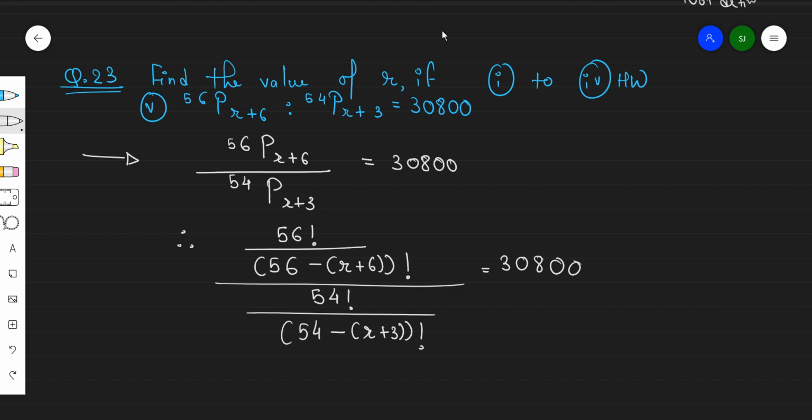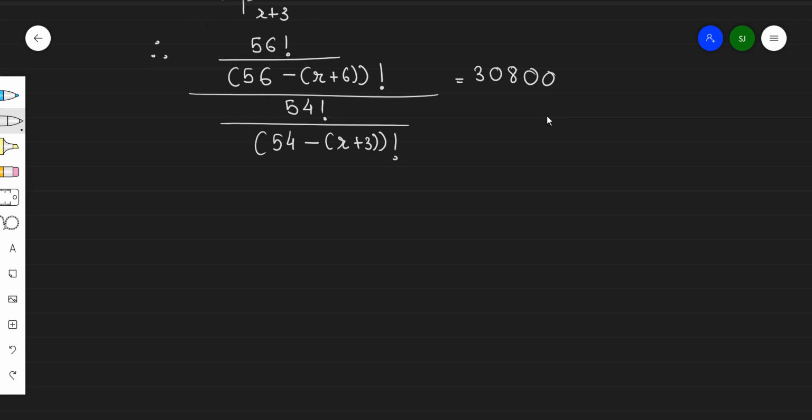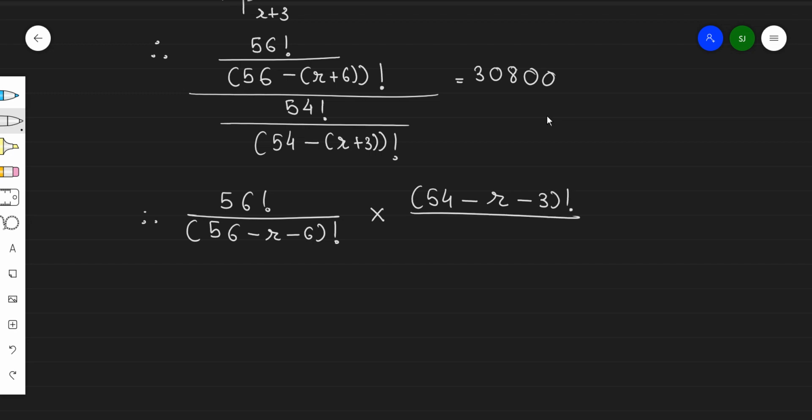We'll use a calculator for sure this time, right? So let's go ahead. I write the denominator as a multiple but reciprocal. So this will become 56 factorial, after simplification, divided by (56 minus r minus 6) whole factorial, into (54 minus r minus 3) whole factorial divided by 54 factorial, is equal to 30800.